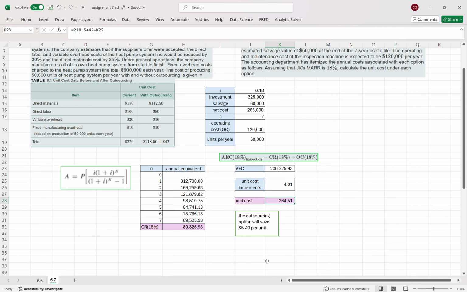$264.51. So we can conclude that the outsourcing option will save $5.49 per unit, because that's the difference between the unit cost with the outsourcing option with the special conditions and the unit cost of the current supplier.